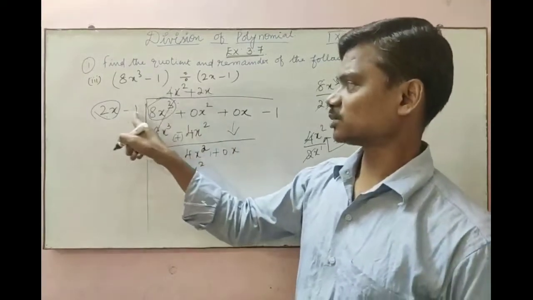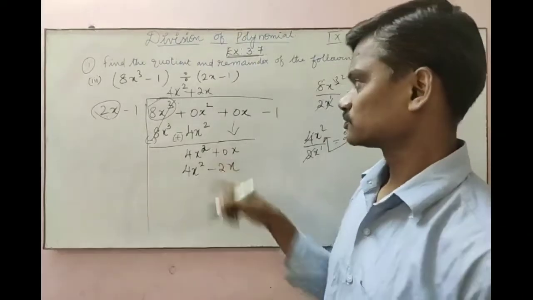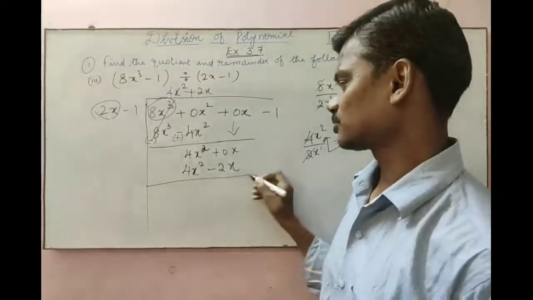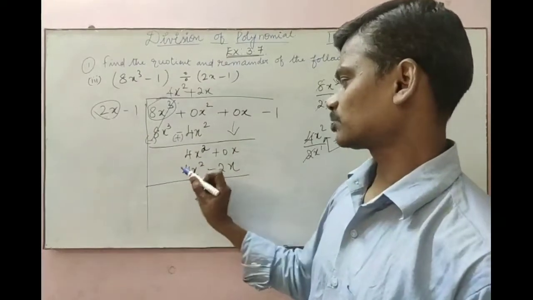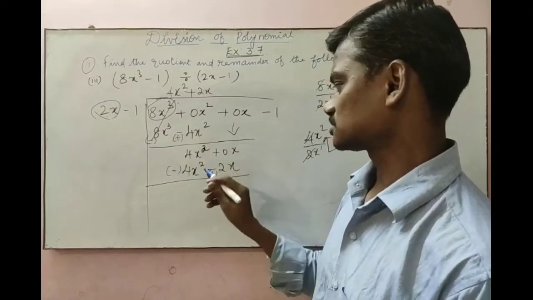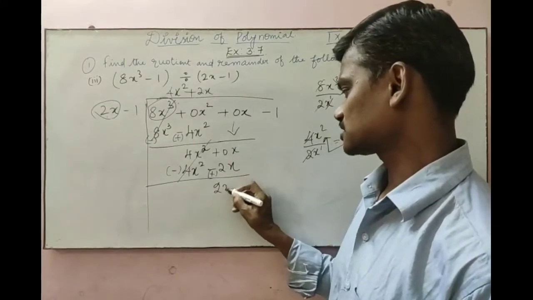Next, 2x into minus 1 gives minus 2x. So plus into minus is minus 2x. Again I am going to change the sign. Here plus, I am going to change it as minus. Here minus becomes plus. These two terms get cancelled. So plus 2x comes as it is.